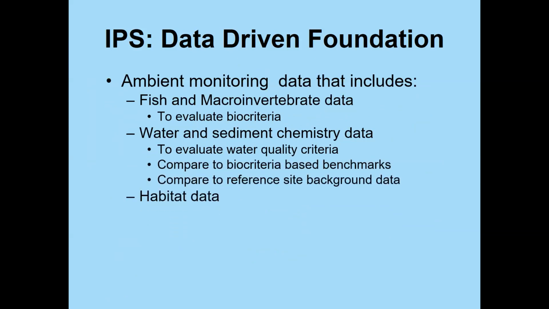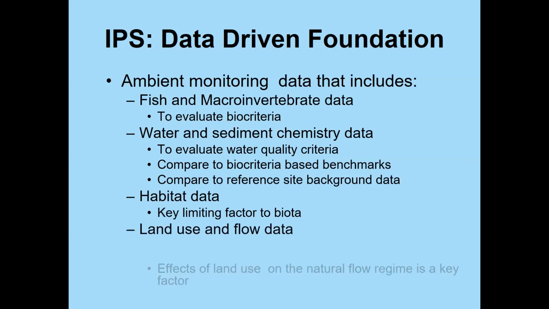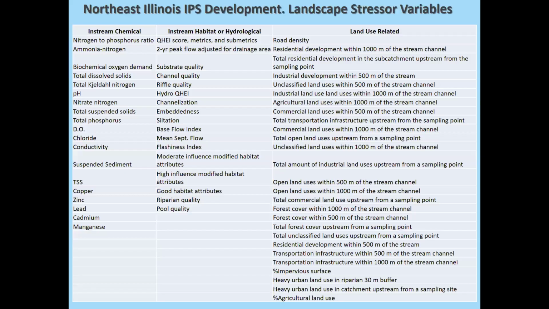And then we have habitat data, for which we use the QHEI, which I should note Ed Rankin is the progenitor of. And then we have our land use and flow data. This is a summary, not an exhaustive one, of some of the principal types of data that was put into the tool.